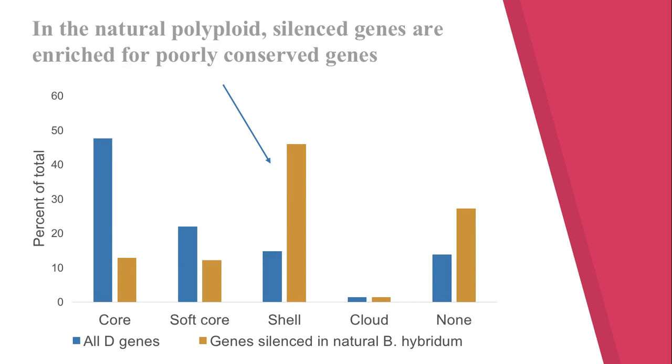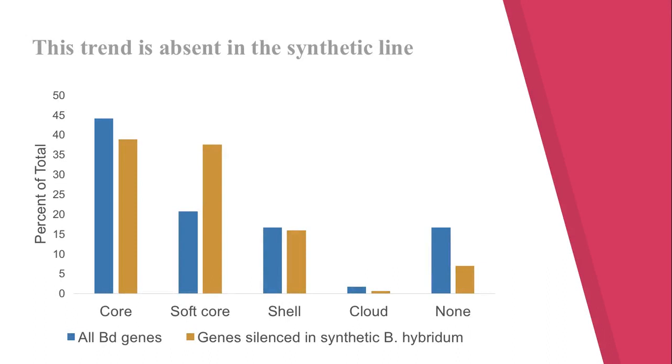And so what I found when I looked at the categories associated with my silenced genes was that they tended to be associated with the shell category. These are genes that are putatively involved in local adaptation. They're not required for survival. And these are the genes that get silenced in the natural polyploid. Meanwhile, in the synthetic polyploid, this trend is absent. So we don't see any sort of enrichment for these more dispensable, perhaps, genes.